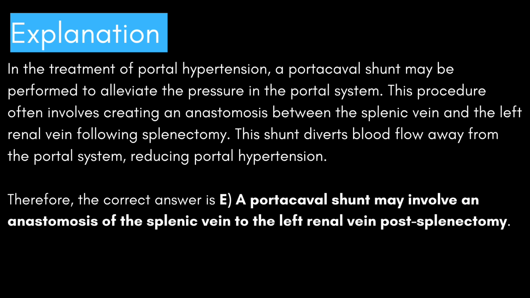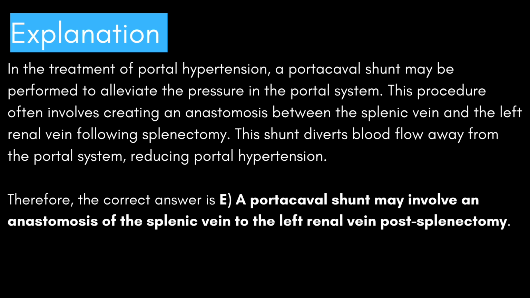in the portal system. This procedure often involves creating an anastomosis between the splenic vein and the left renal vein following splenectomy. This shunt diverts blood flow away from the portal system, reducing portal hypertension. Therefore, the correct answer is E. A portacaval shunt may involve an anastomosis of the splenic vein to the left renal vein post-splenectomy.